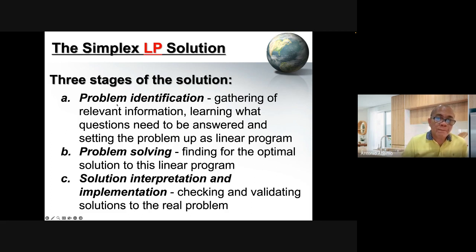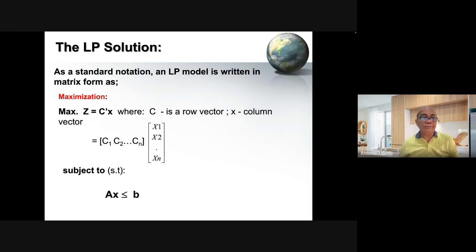One is problem identification, then I have problem solving, and solution interpretation. Okay, so identify the problem, solve the problem, and interpret the solution. Okay, just like for example this one.